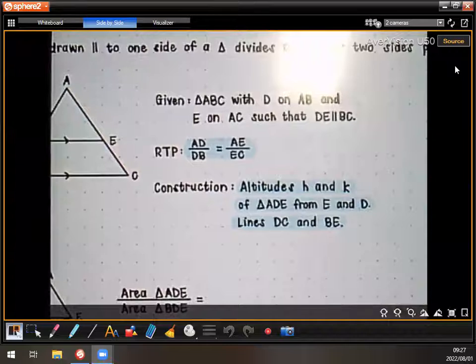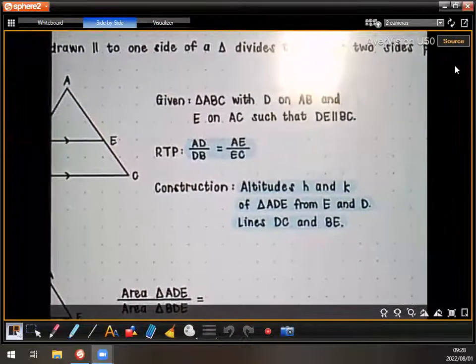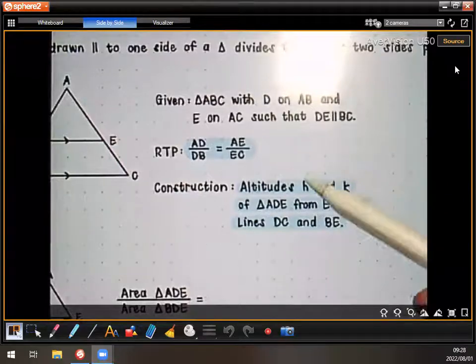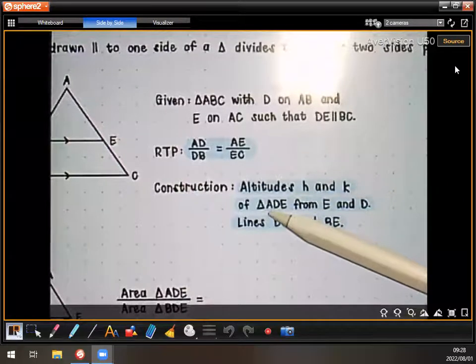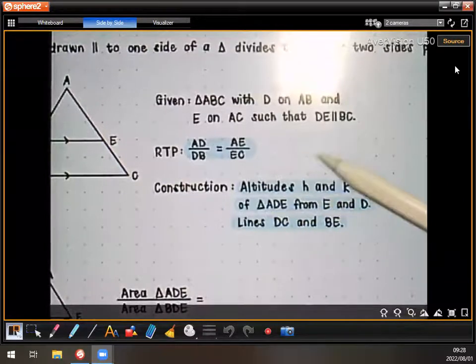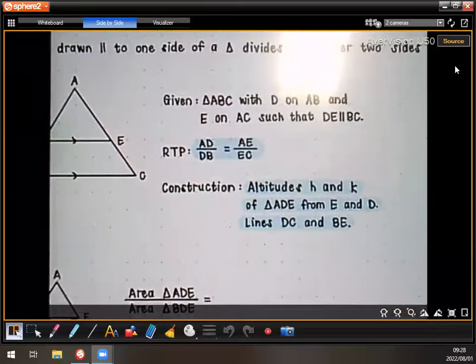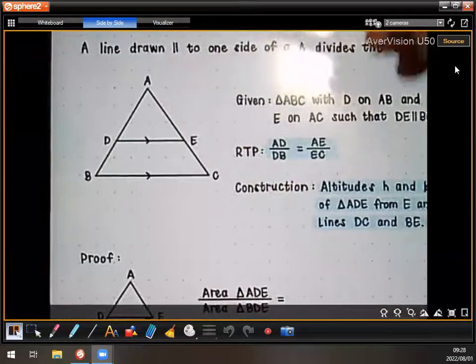So we're going to draw it on the picture together now. They're saying the construction is altitudes H and K of triangle ADE from E and D. Now guys, what is an altitude? It's a perpendicular line going from one vertex perpendicular to the opposite side. We did that last year in analytical geometry. So we're going to draw in two perpendicular heights, and we're just going to call them H and K.